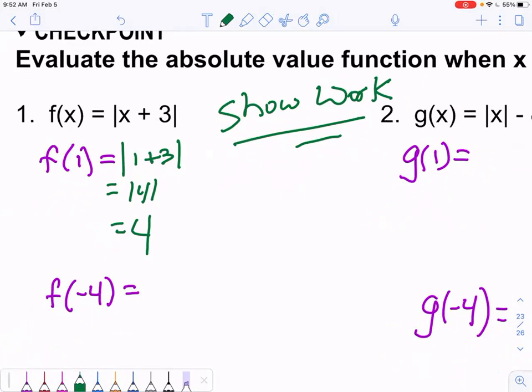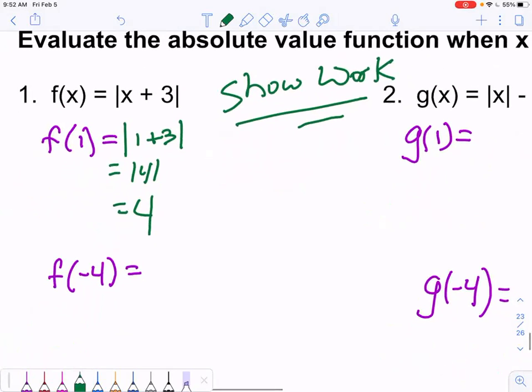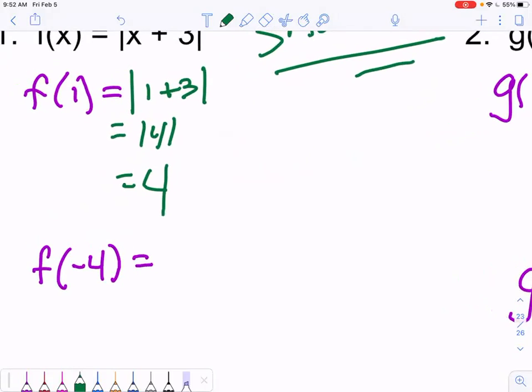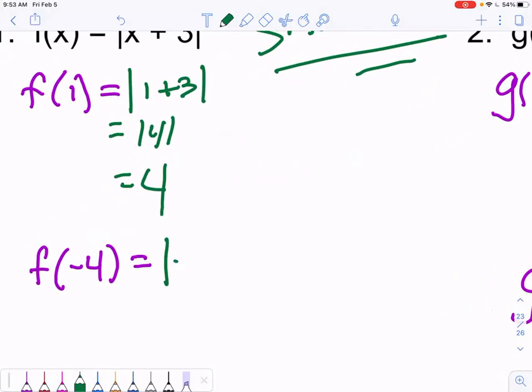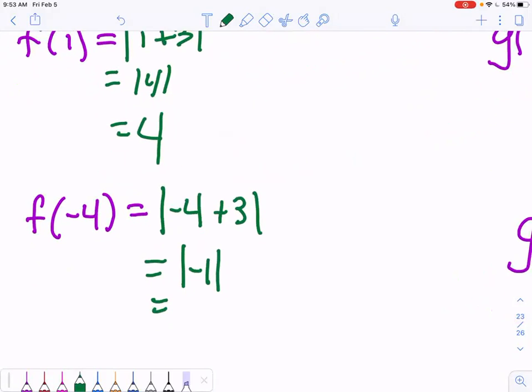TJ, what did you get for f of -4? So if you got f of -4, you're going to plug in -4 for x. Three minus 4 gives you? -1. You got -1, so your answer is 1. Good.